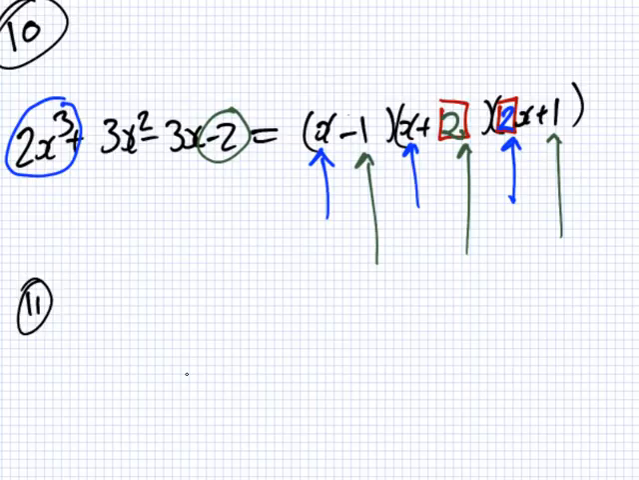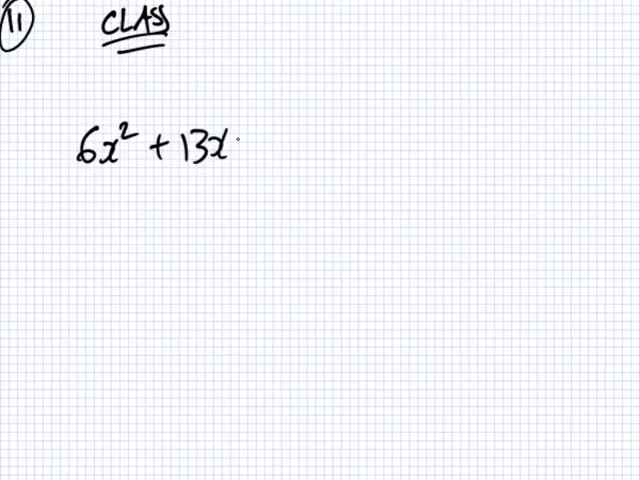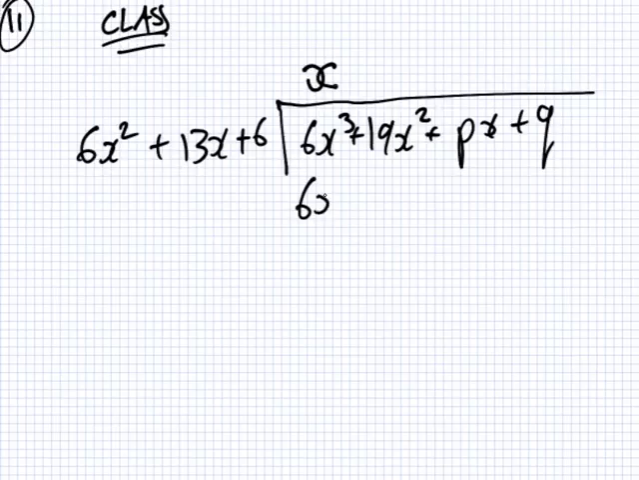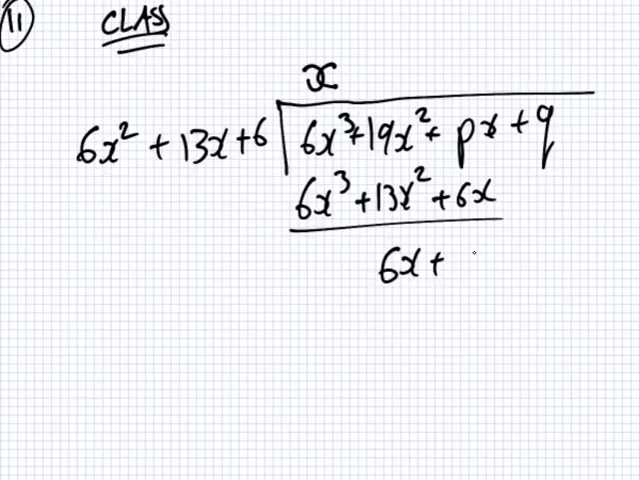Okay, in number 11, we did number 11 in class. The way I'm going to do it now is a different way, just so you can see another way to do it, okay? So for number 11, you could do it like this. 6x squared plus 13x plus 6. I tell you it's a factor of 6x cubed plus 19x squared plus px plus q. So this here has to be an x. So that's 6x cubed plus 13x squared plus 6x. So this leaves me with 6x squared, p minus 6 x plus q.